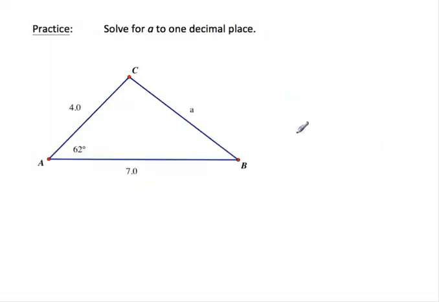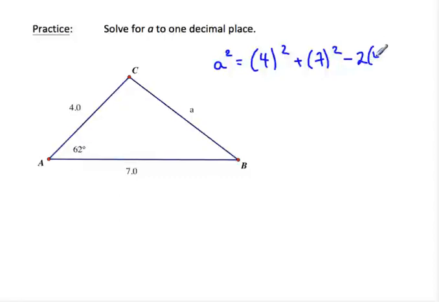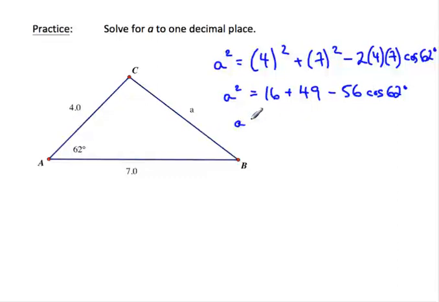Let's take a look at an example. Here we're asked to solve for this side a to 1 decimal place. So a is our unknown, and a squared is going to be equal to one side that we're given, 4 squared, plus the other side we're given, 7 squared, minus 2 times 4 times 7 cos the angle in between them, which is 62 degrees. Working that out, we get a squared is equal to 16 plus 49 minus 56 cos 62 degrees, and therefore a is equal to the positive square root of 65 minus 56 cos 62.